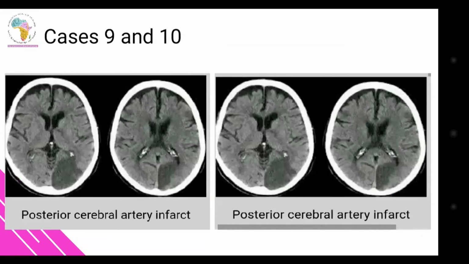Now let's talk a little bit about stroke. You can see on case 9, this case here, we talk about the posterior cerebral artery infarct. At the beginning of the presentation, I said ischemia or infarct is represented on the CT as dark, that is hypodense. So this level here, this level behind here, represents the vascular territory of the posterior cerebral artery. That is the area of the brain which is supplied by the posterior cerebral artery.